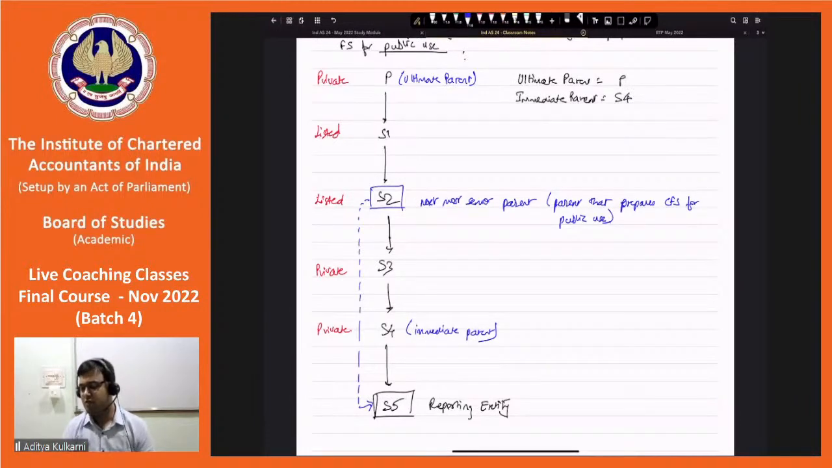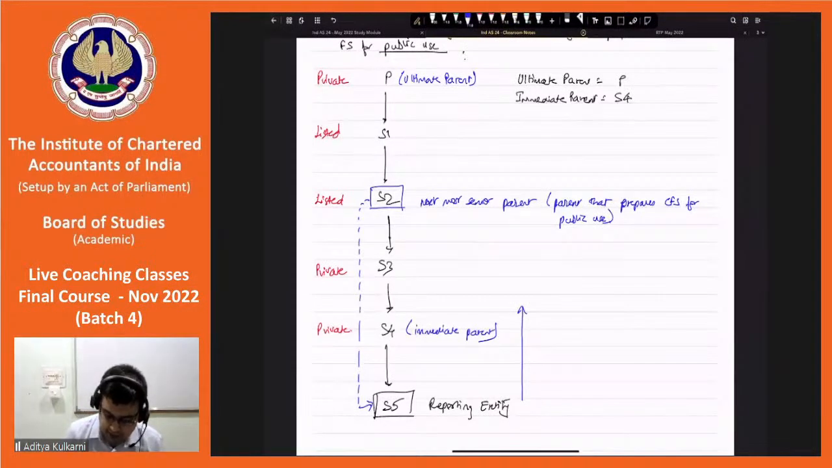Okay. So therefore, Sairam Gali, the company whose financial statements are used for the public, that company's financials are called the next most senior parent. Matlab, niche se dekho, you look from down. S5 is your reporting entity. Is S4 listed? No, but it is the immediate parent. So go up. Is S3 private? No. Go up. Is S2 listed? Yes. So that is the first company from bottom to top whose financials are made available for public use. Why? Because S2 is listed.